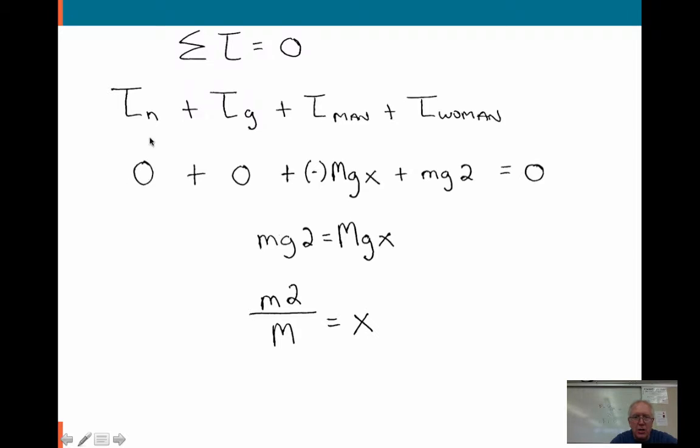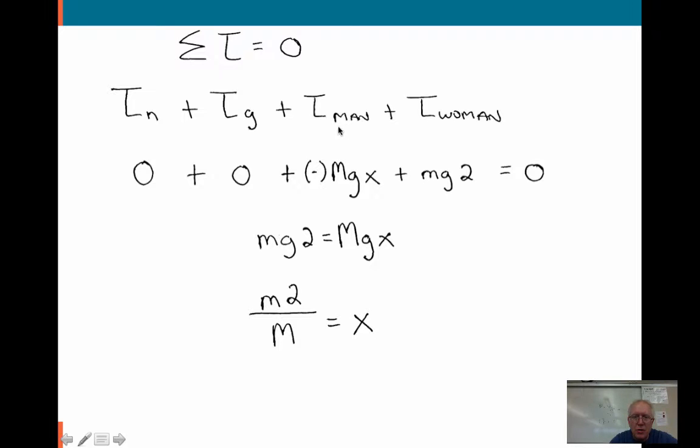And that's why here I'm saying here's the torque of the normal force, here's the torque of gravity for the plank, and here is the torque for the man, and here's the torque for the woman. And since torque is force multiplied by radius, I could say that there is zero torque for the normal force and zero torque for the force of gravity of the plank. They're located right here at the point of axis, no radius, no torque.